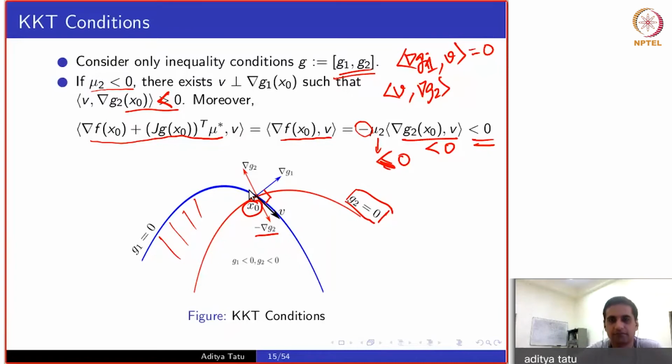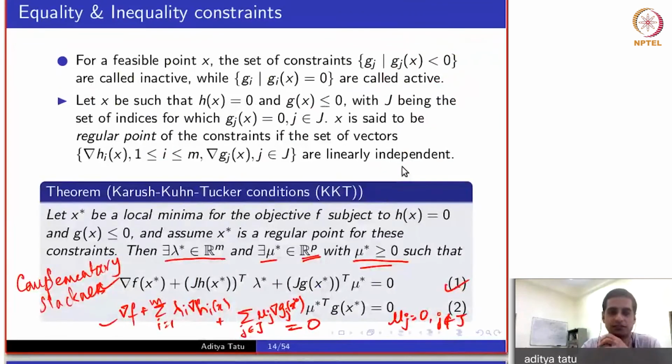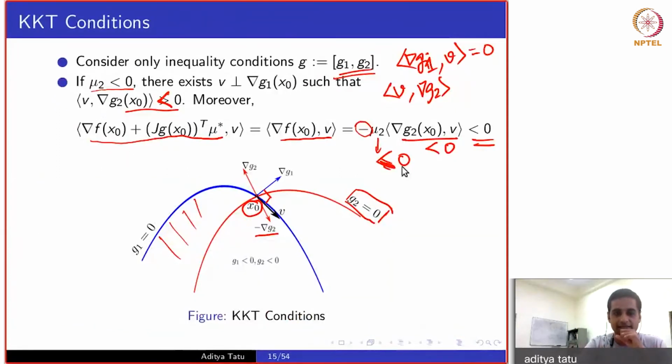So if mu2 is positive, you can see automatically what happens here. It becomes greater than zero, which means going in that direction is only going to increase the function value. So that's why your Lagrange multipliers associated with inequality constraints have to be non-negative. So that takes care of it.